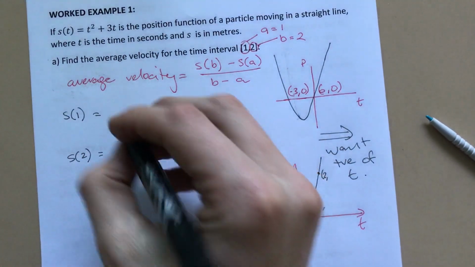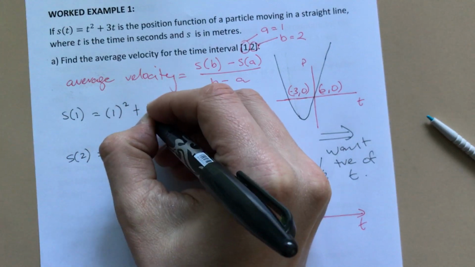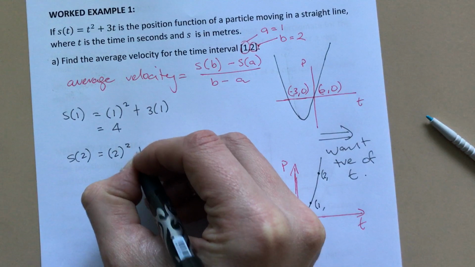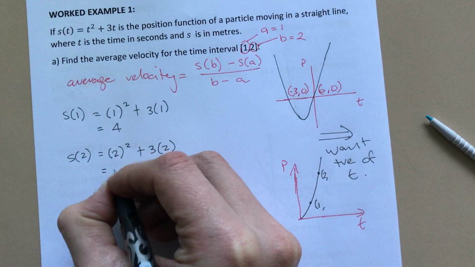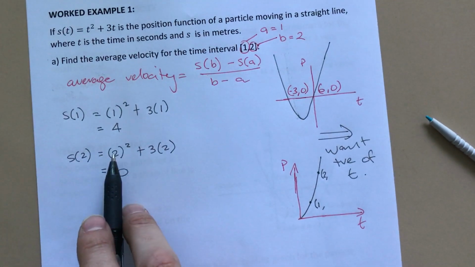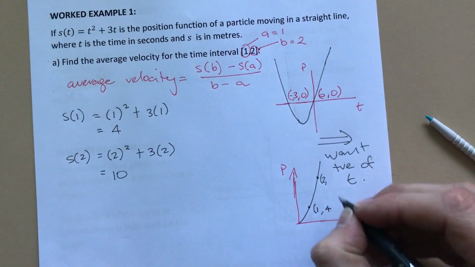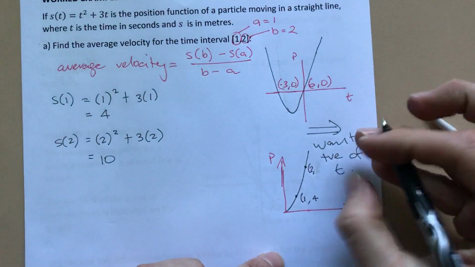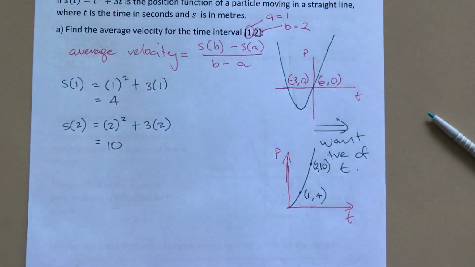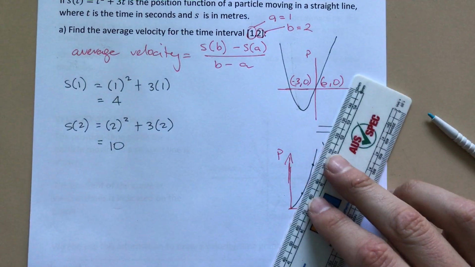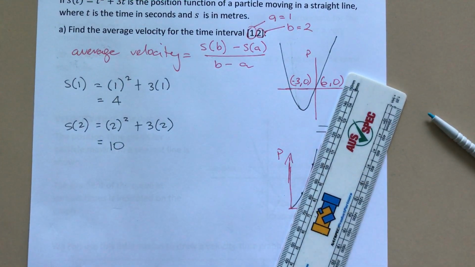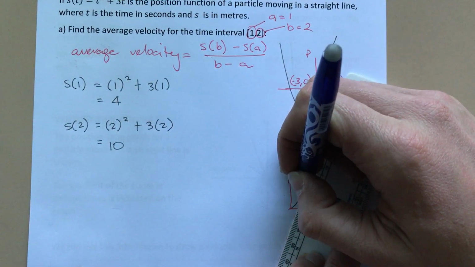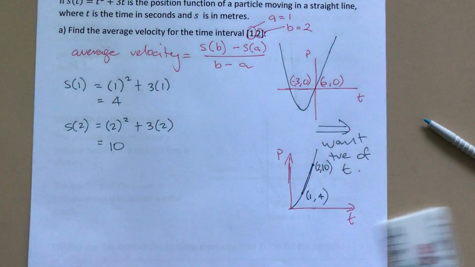So s of 1 is going to be 1 squared plus 3 times 1, which gives us 4. s of 2 is going to be 2 squared plus 3 times 2, which is going to give us 10. 4 plus 6. So we can put these in, 4 and 10, onto your graph. So what this question is asking us to do is find that average rate of change between these 2 points here. So we could really sketch that in. And the average rate of change over these 2 points is your average velocity.